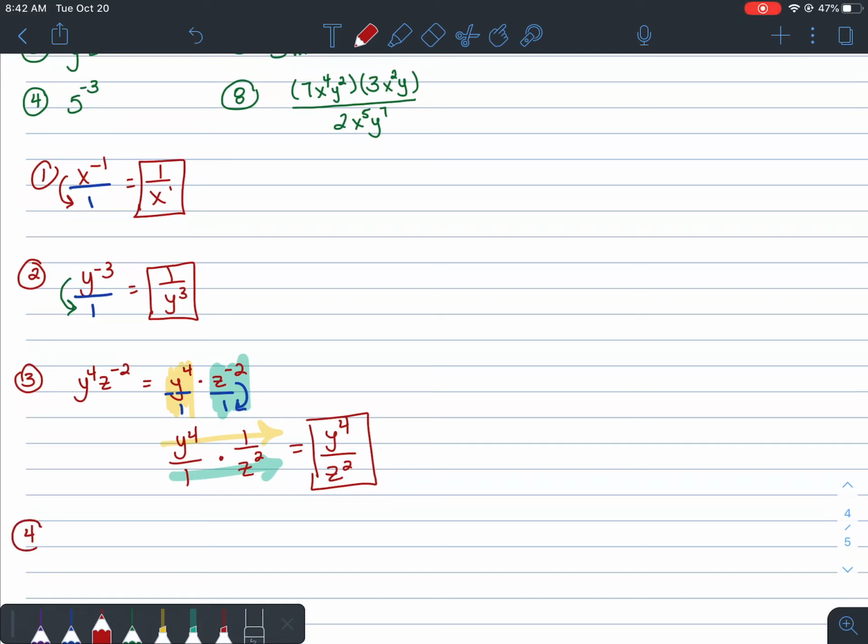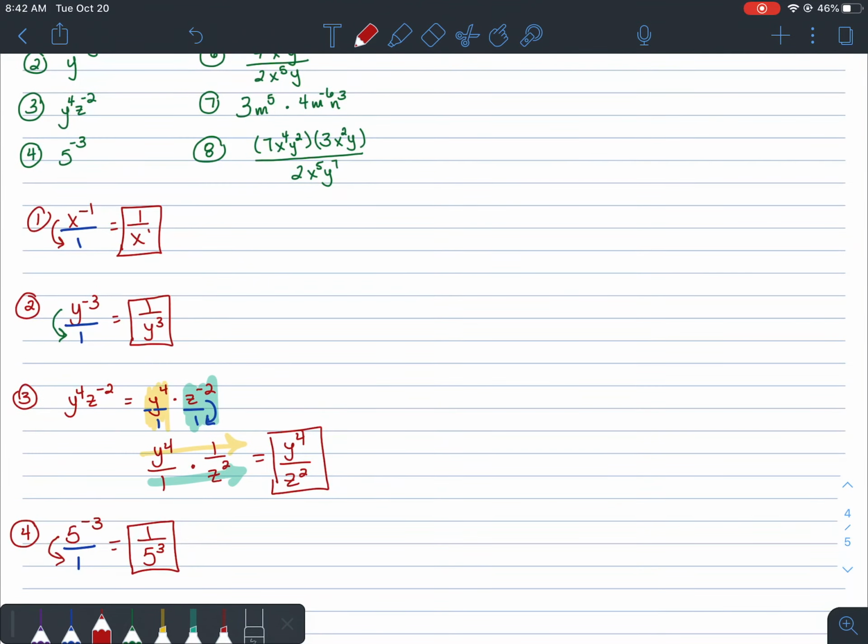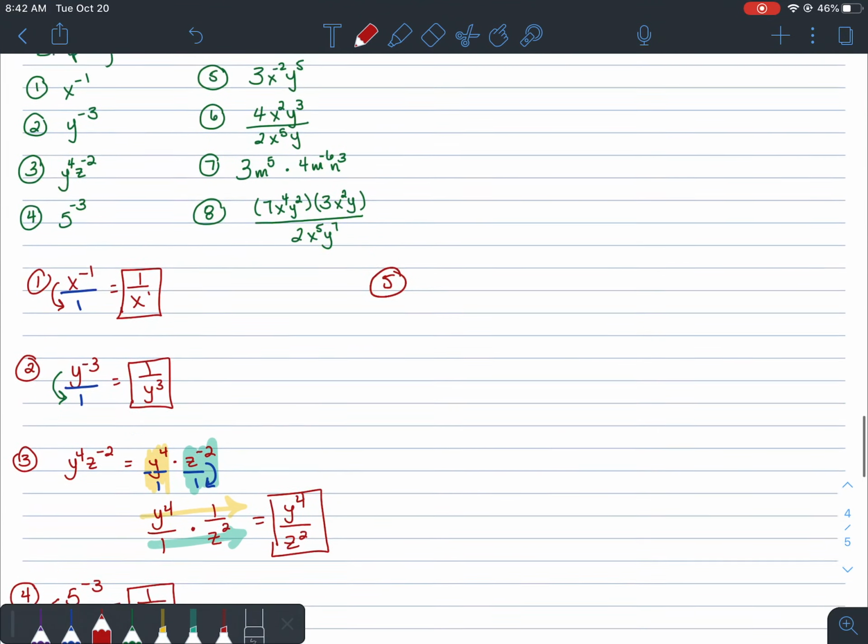Number 4 is similar to numbers 1 and 2, 5 to the negative 3. It's just a number. We're writing these over 1 just to help us identify where our exponent and base is going to move. So we're going to move it and lose it again, and we're left with 1 over 5 to the 3rd power.